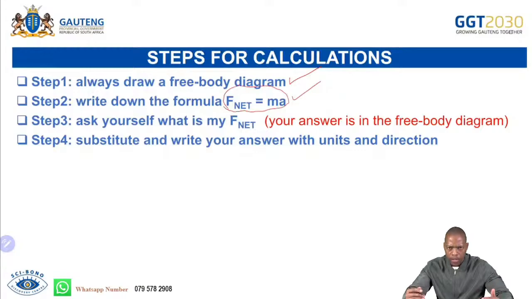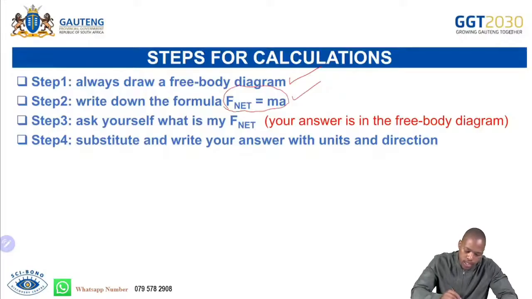So you have your free body diagram, step number 1. Step number 2, write the formula, F net is equal to MA. Then you go to step number 3. This is the most important step. This is the step that you want to master the most.